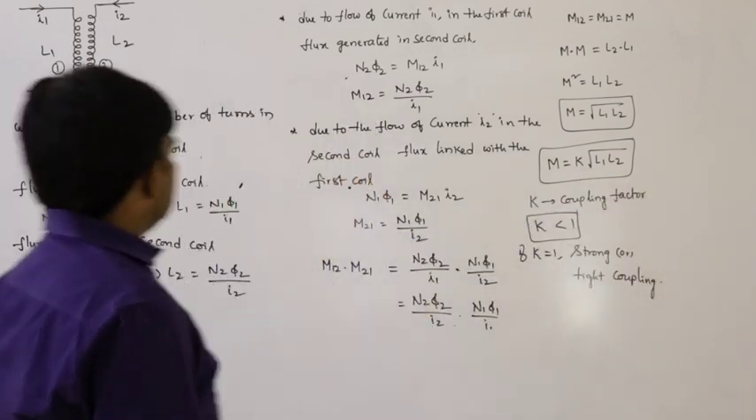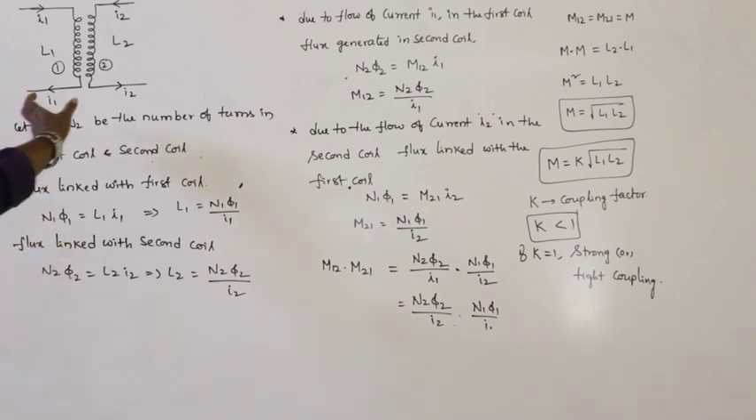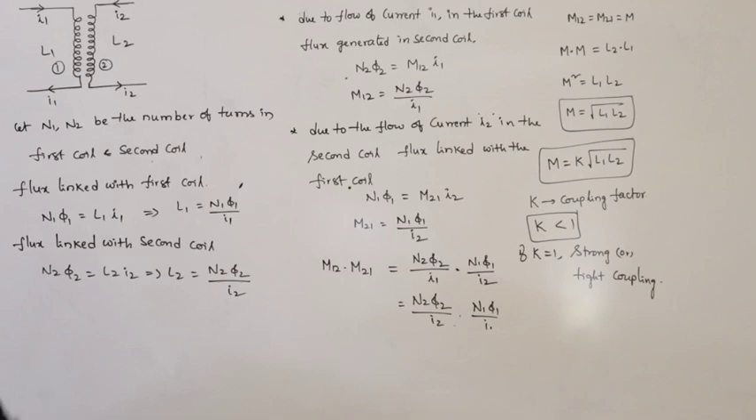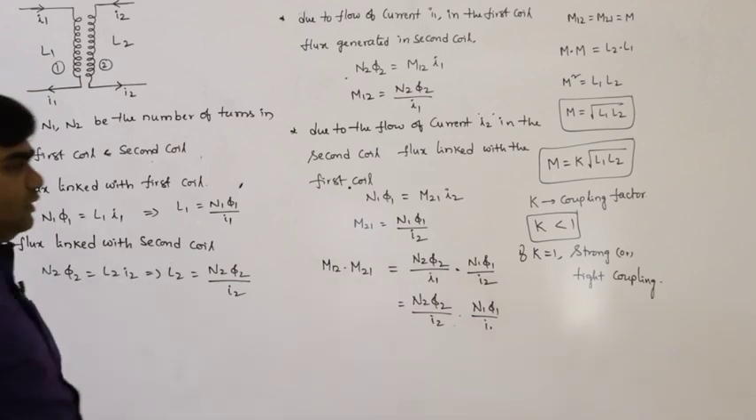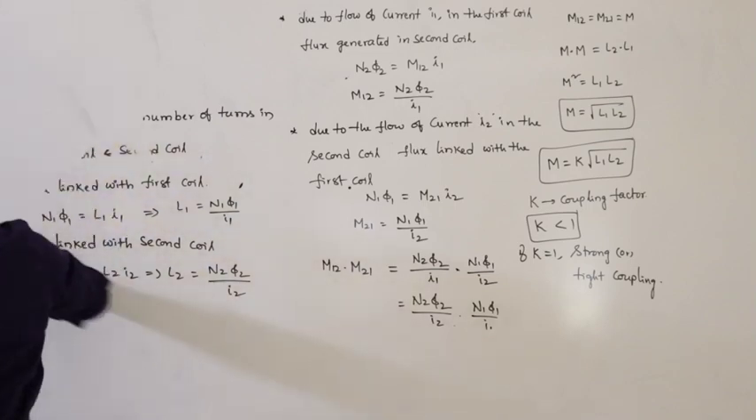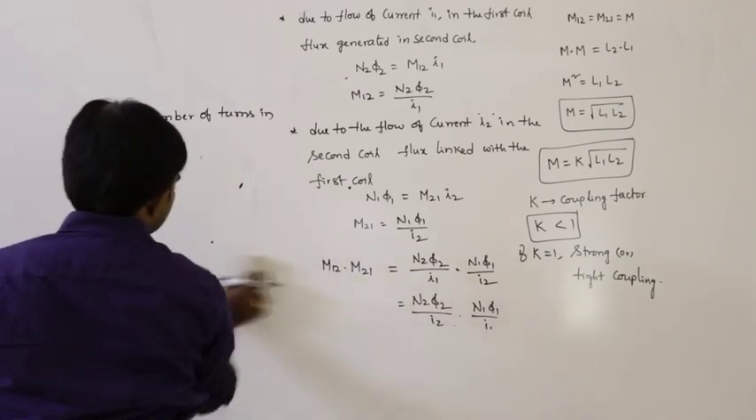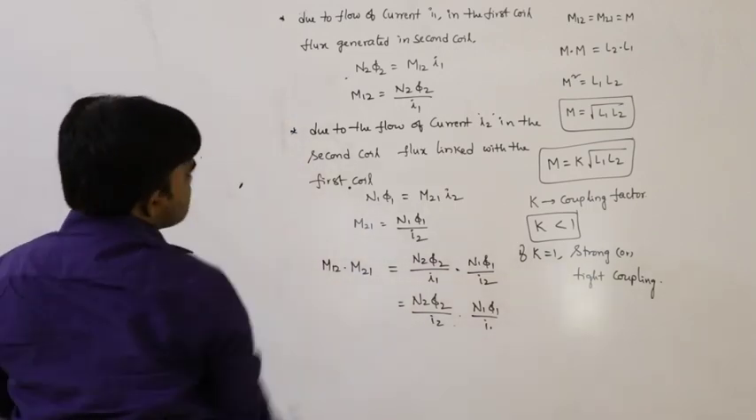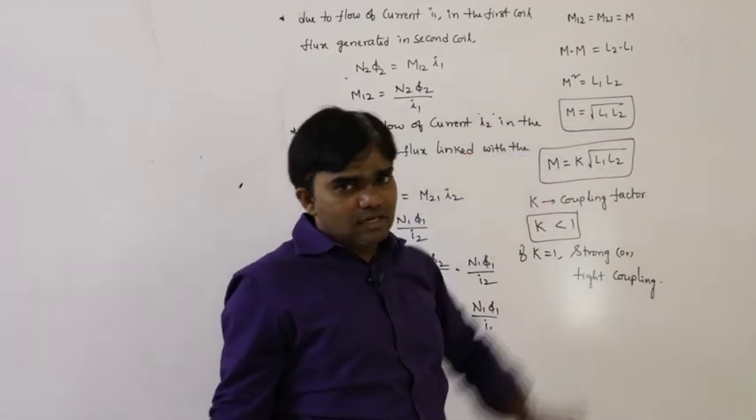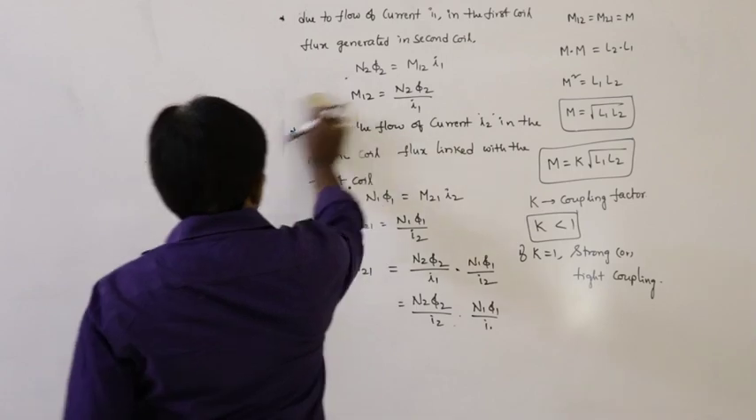So, this is one application. If the two coils are very close to each other, like what happens. So, K is called the coupling factor. So, we just established the relation between mutual inductance and self inductance. So, next.